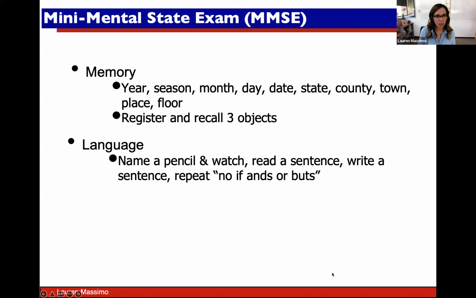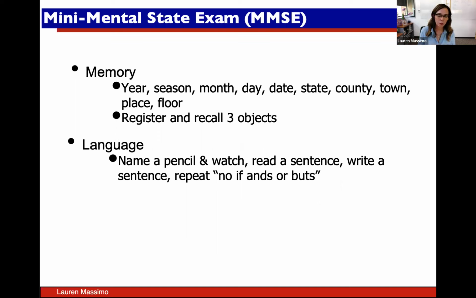So just briefly, the Mini-Mental State Exam, or the MMSE, is probably the most commonly used tool to screen individuals for cognitive impairment. Again, I just want to reiterate that this is a screening tool and is not a diagnostic tool, but is important for screening individuals for cognitive impairment. Certainly performing an MMSE does not allow you to discern which type of dementia someone has, but again, it's just important for screening for cognitive impairment.